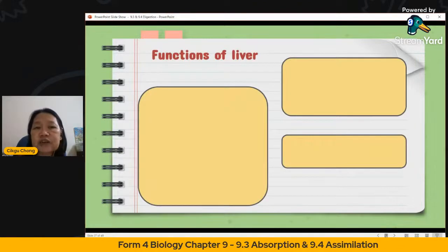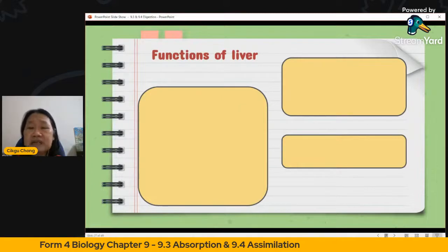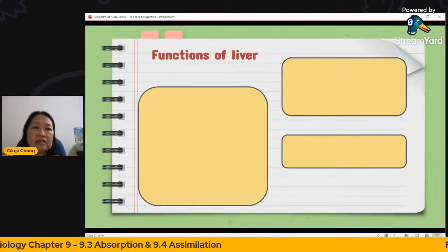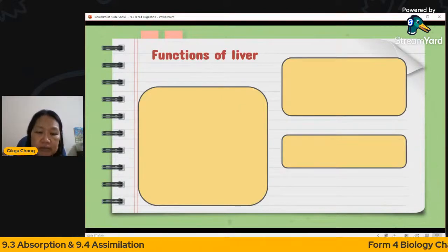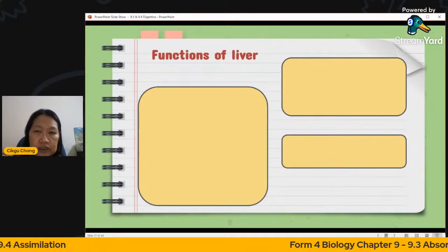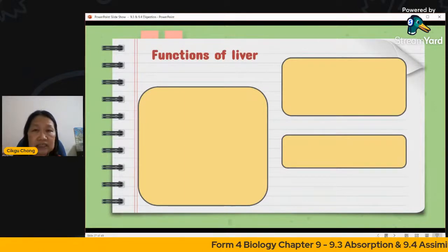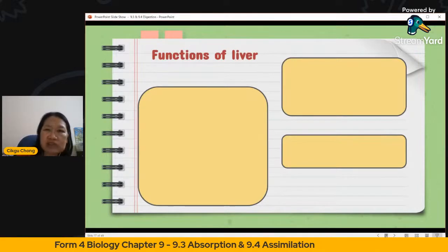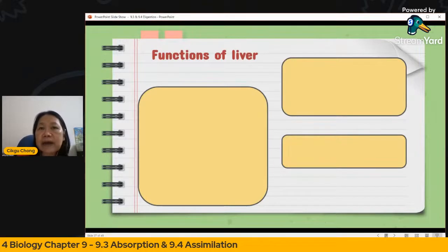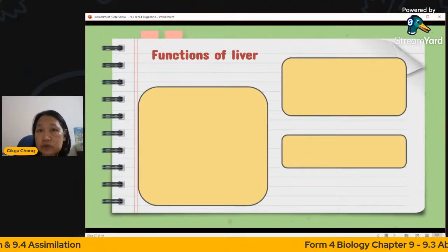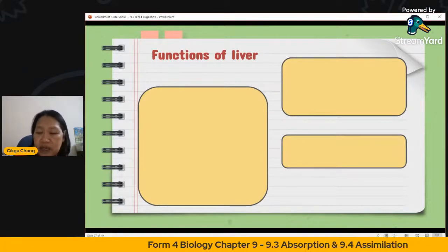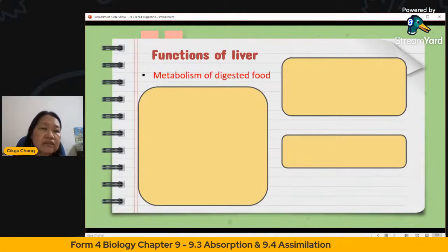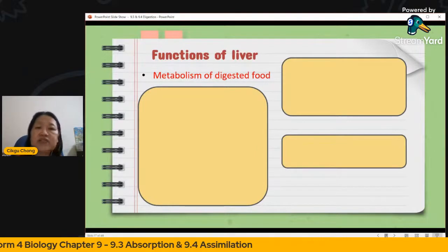Now, what is the function of the liver? Like I said just now, the liver is a very important organ. It's like the station, right? After you have absorbed all the important nutrients from your small intestine, after eating all your food, you have your nutrients. Now it has to go to a sorting station, an organ which decides what you need to do with it. If there's too much of it, I have to store it and put it away. So your liver carries out metabolism of digested food.